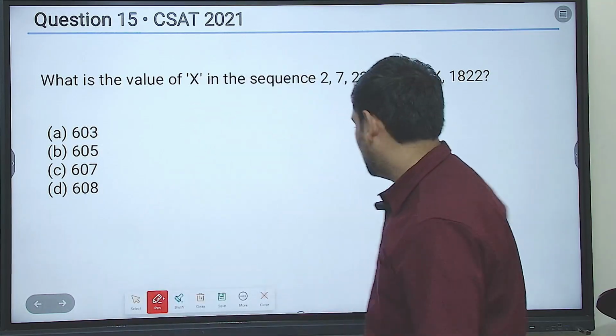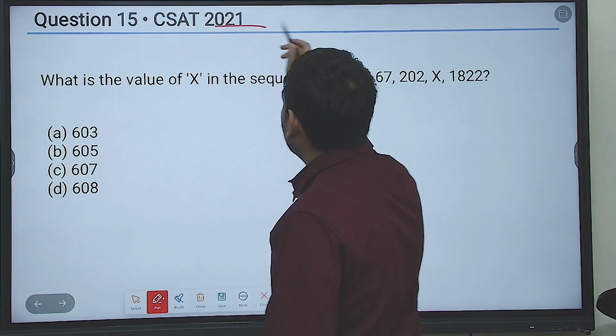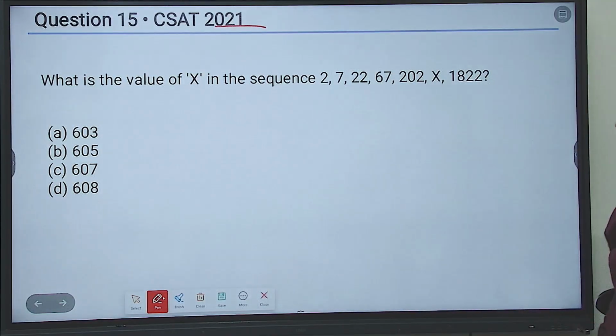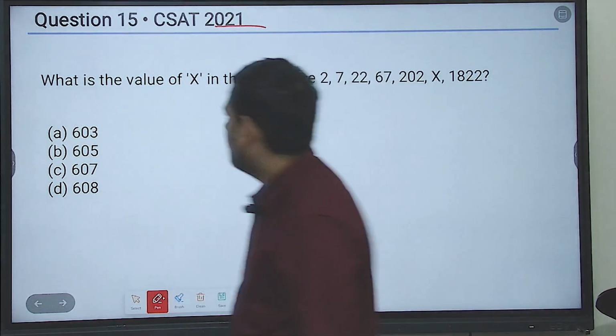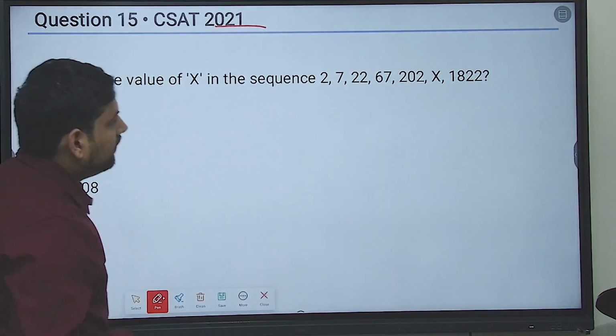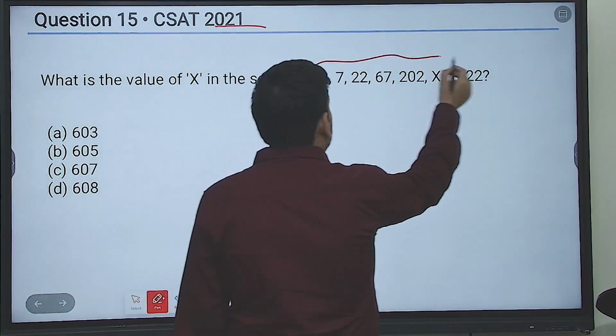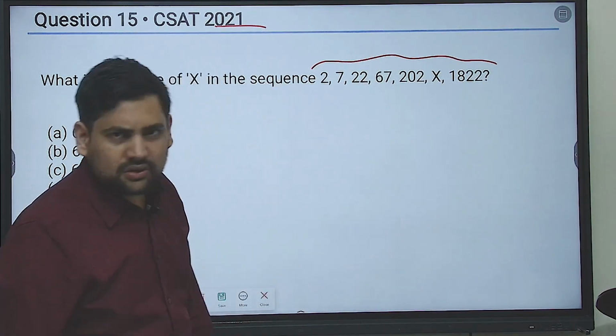Okay, now let's see this one. This is from CSAT 2021. You can pause and try. Okay, so it says find the value of x for this. Now how do you do questions like this?